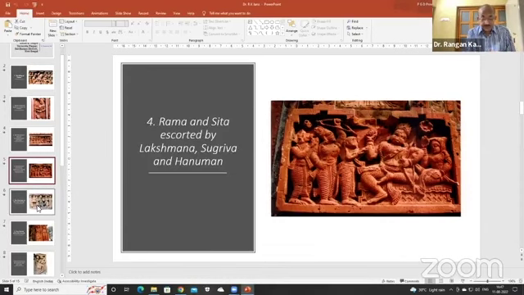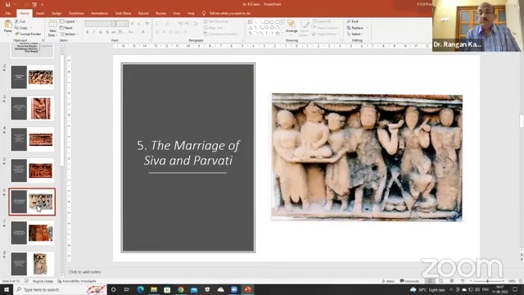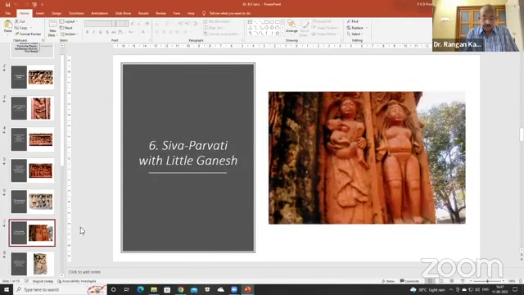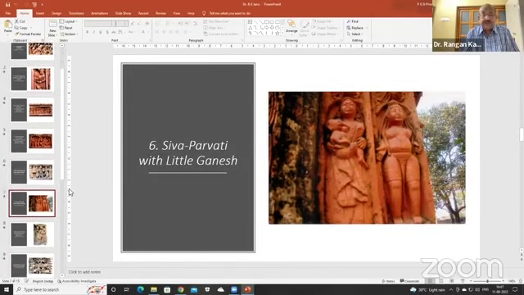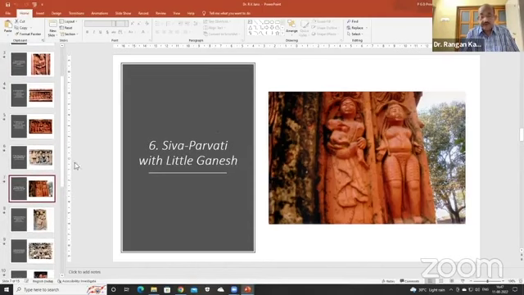In the case of Shiva and Parvati, I have selected 3 terracotta plaques. First one, the marriage of Shiva, figure number 5. Shiva and Parvati with little Ganesh, figure number 6. Parvati comforting the addicted Shiva with a fan is a very peculiar one, figure number 7.